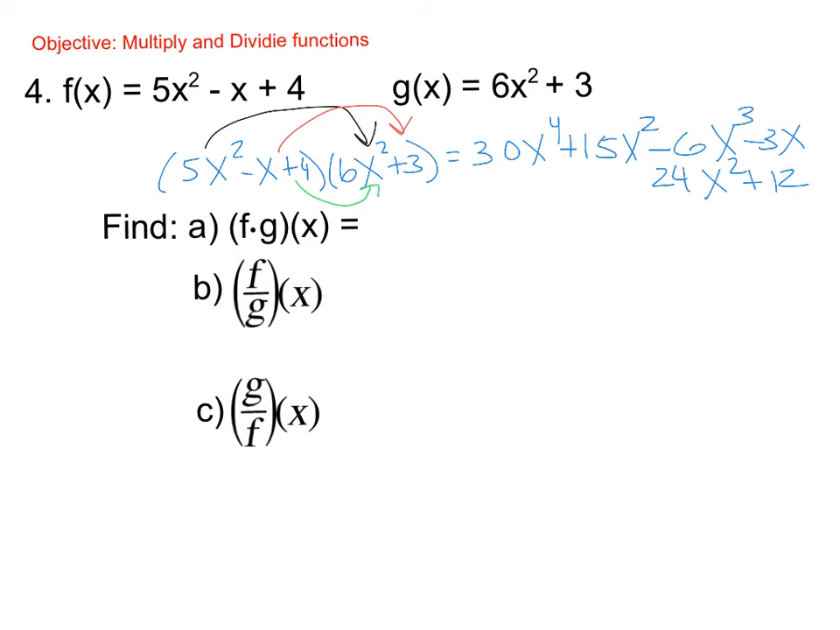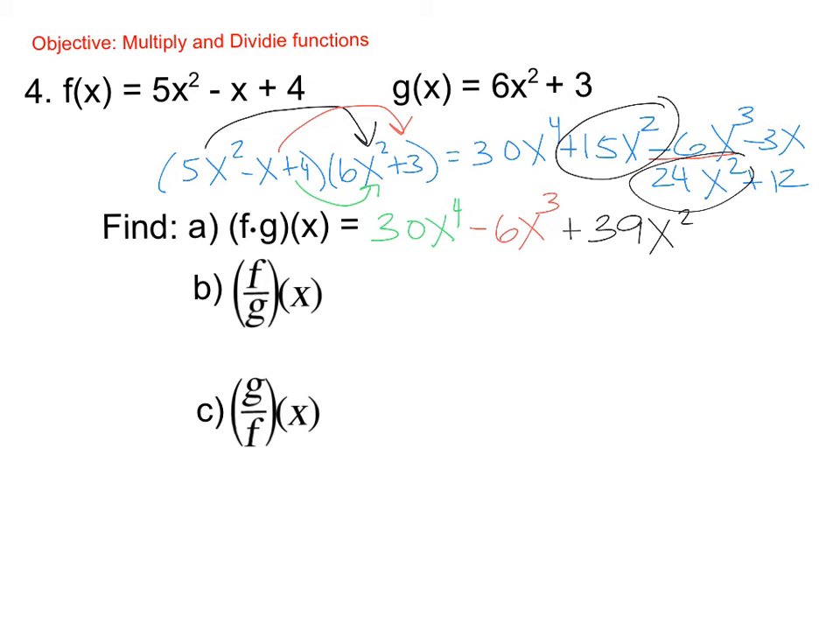All right, combine like terms. I got 30x to the 4th. And then the next is the negative 6x cubed. And then I have two x squareds. 15 and positive 24 is 39x squared. Minus 3x plus 12.